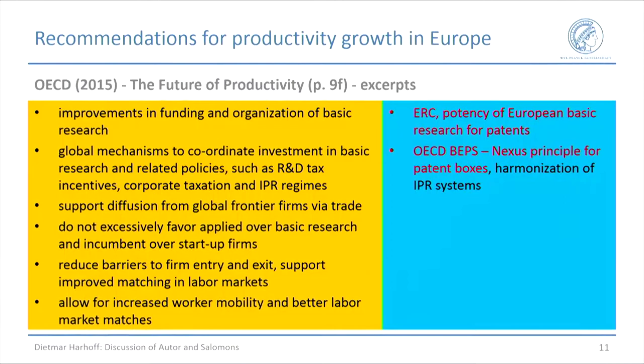The OECD also advised to support diffusion from global frontier firms via trade, and I don't have to tell this audience that that is unfortunately a little bit under pressure given political developments. It would be nice to have a comprehensive trade agreement with Japan, maybe one that follows CETA in terms of design and so forth, which was after all acceptable for large groups of the population in Europe.